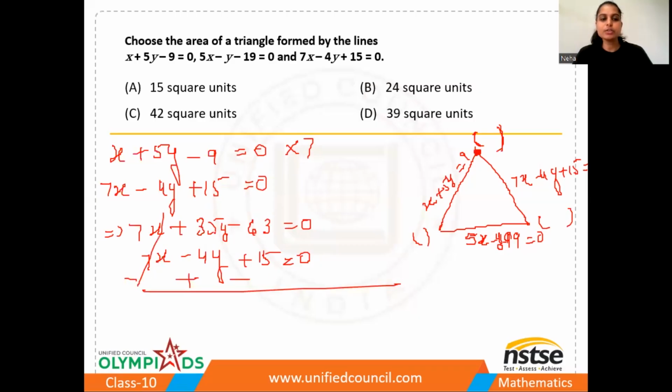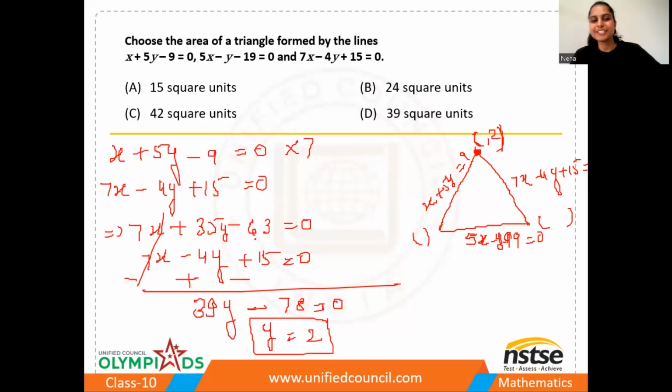This will get cancelled out, and 35 plus 4 is 39y, and this is minus 63 minus 15 is minus 78, okay, is equal to 0. That means y is nothing but equal to 2, right? Now I have the value of y. That means I have the y coordinate for this point. Now, how can I find out the x coordinate?